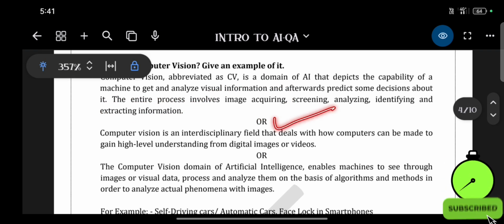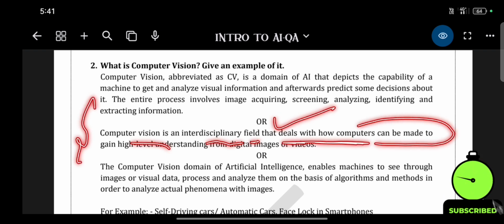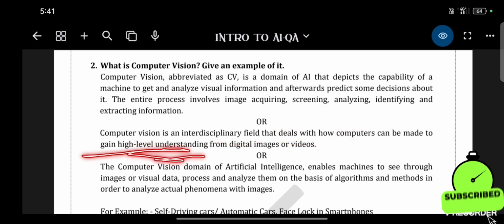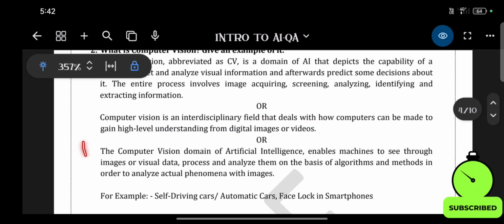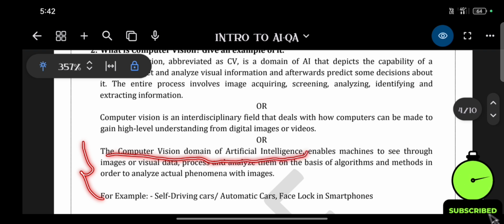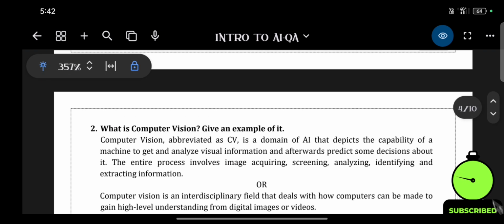All in all, you can write it's also. Computer vision is an interdisciplinary field that deals with how computers can be made to gain high-level understanding from digital images or videos. Or you can write the computer vision domain of artificial intelligence enable machine to see through images of visual data, processes and analyzes them on the basis of algorithms and methods in order to analyze actual phenomenon with images. Like this only you can write here.